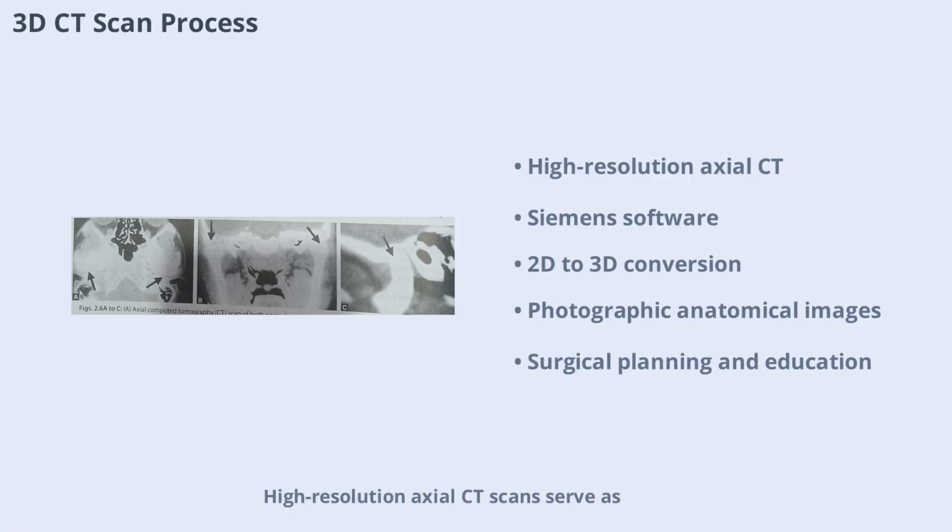High-resolution axial CT scans serve as the input for 3D reconstruction programs. Siemens scanners, for example, use specialized software to convert 2D data into 3D images. Depending on the number of slices, reconstruction time can vary, but the resulting images closely resemble photographs of anatomical structures. These 3D images are invaluable for surgical planning, education, and quantitative evaluation.